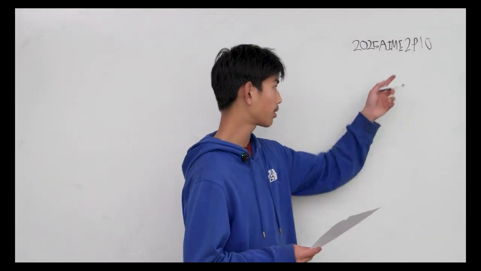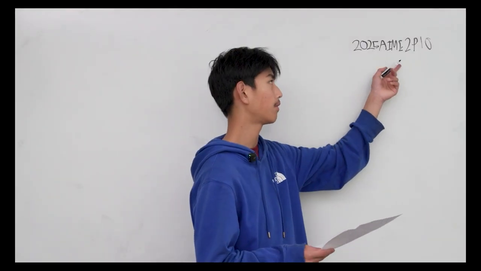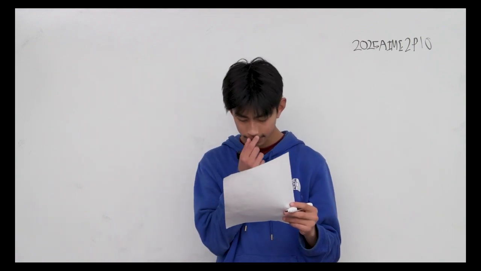We're solving problem 10 from the 2025 AIME 2. 16 chairs are arranged in a row. 8 people each select a chair in which to sit so that no person sits next to 2 people. Let n be the number of subsets of 16 chairs that could be selected. Find the remainder when n is divided by 1,000.